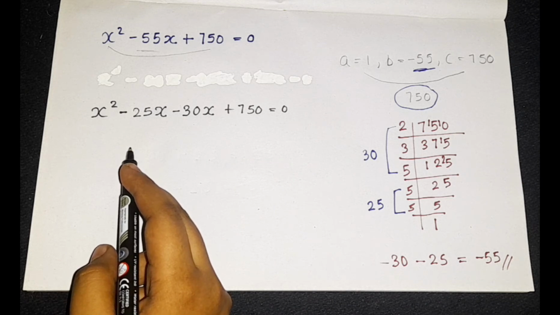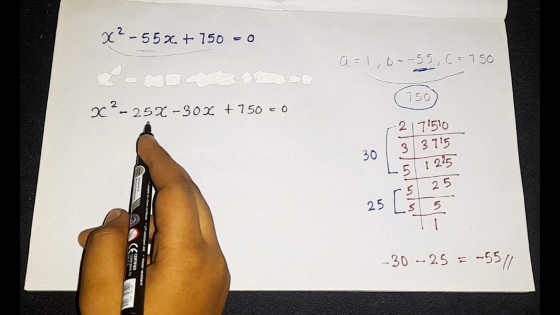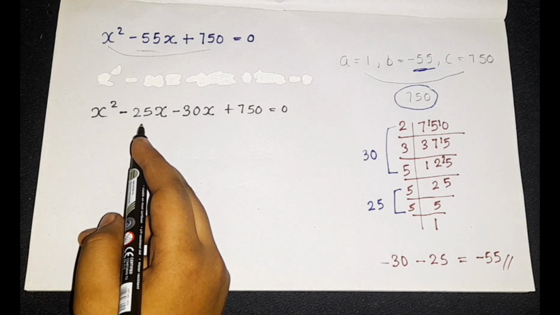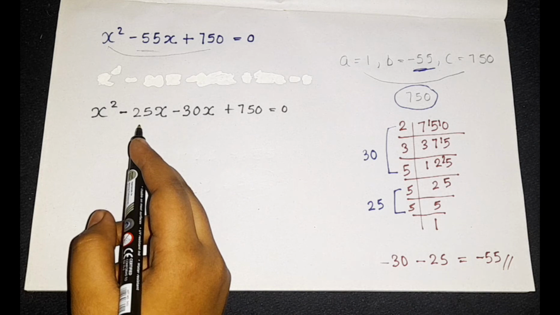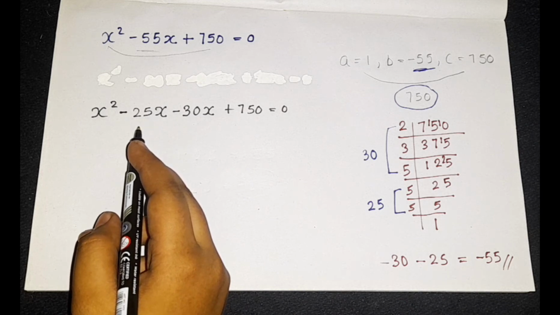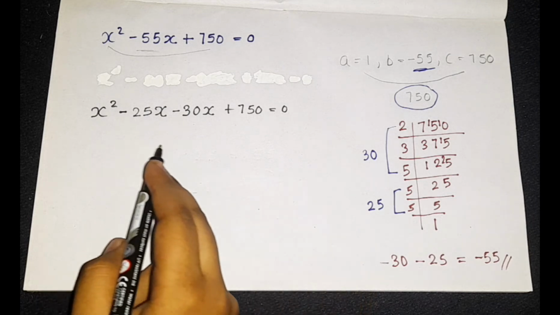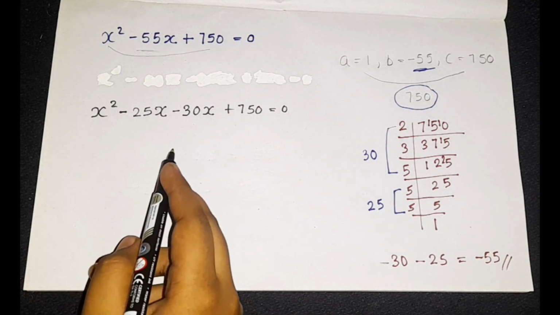If you guys want to take minus 30 first, you can just take it, but you should check whether you are getting the proper answer or not. If you are getting the proper answer, of course, but most probably you will not get the correct answer. Why? Because that is the rule. So we are supposed to write this 25 first, then we will get the proper answer. So note down that.